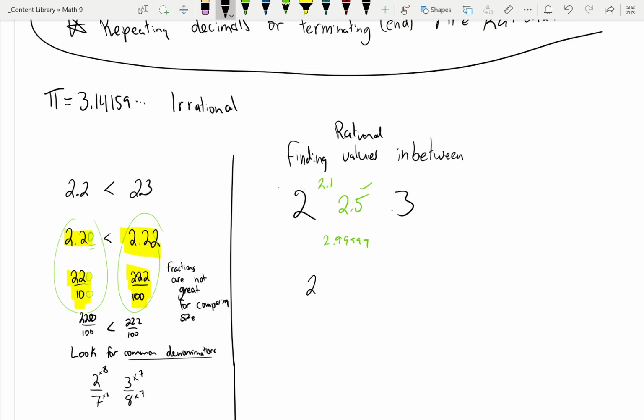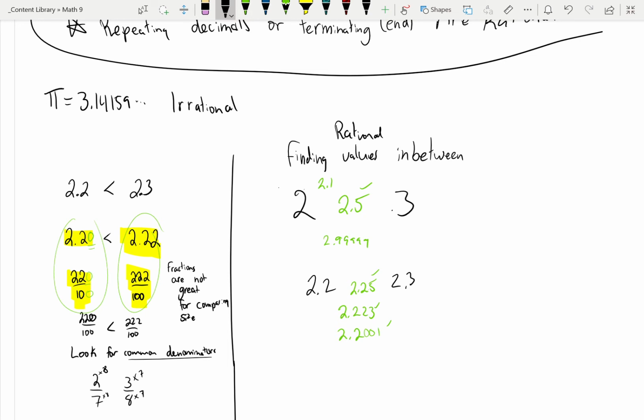What about 2.2 and 2.3? Well, again, easiest way is to kind of split it down the middle. I would do maybe 2.25. That would work. Or I could do 2.223 or 2.2001. All of these are good.